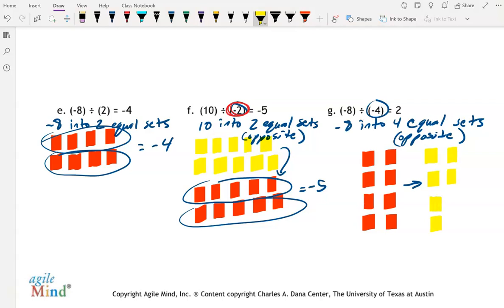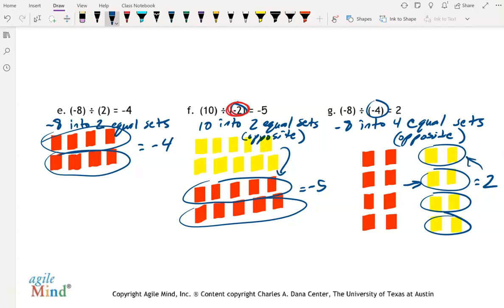4, 5, 6, 7, 8. And how much is in each set? And you can see that there is 2 in each set. This set has 2, this set has 2, that set has 2, and that set has 2. So negative 8 divided by negative 4 equals positive 2.